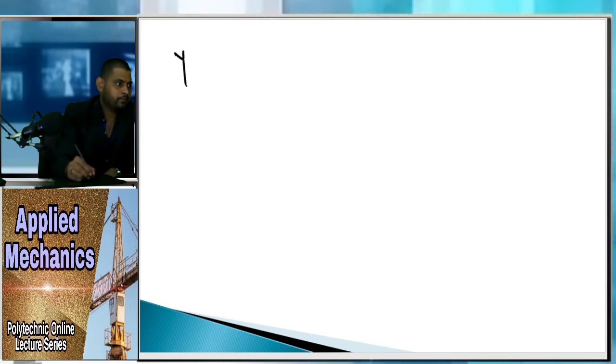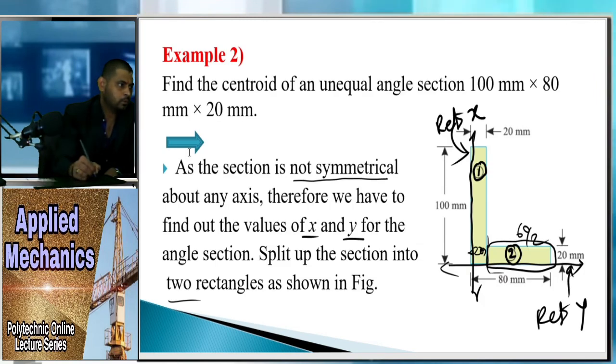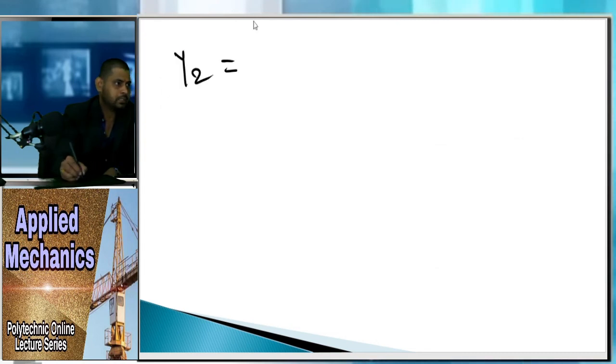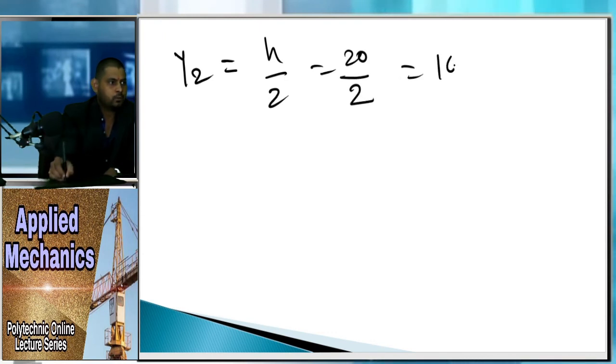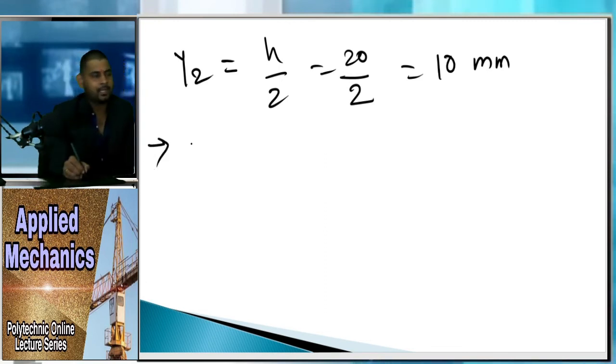Now let's see y2. y2 is equal to, from here we have to take y2, so that is nothing but 20 divided by 2, height by 2. So your y2 is nothing but h by 2, that is 20 divided by 2, so it is 10 mm, right? So we have solved both the rectangles: a1, a2, x1, x2, y1, y2.